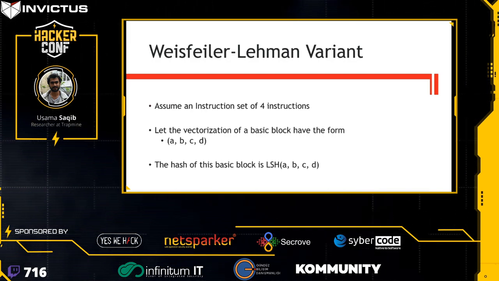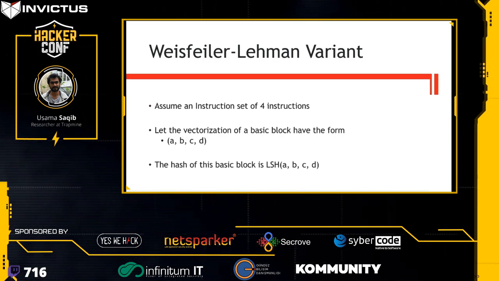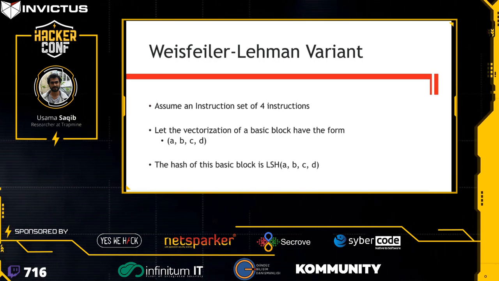For our application, however, we use a slight variant of this algorithm. We will look at this variant in detail. For our examples from here on, let's assume a few things. The instruction set that we will be dealing with in this example, suppose that it only consists of 4 instructions. Let's suppose that the vectorization of the basic blocks has the form shown on the screen here, and the hash of this basic block is represented with the function application notation, which can be seen in the third point on the slide.